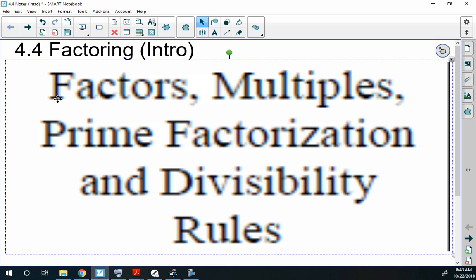So anyway, today in this introduction to chapter 4, section 4, we'll be talking about what factors are. We'll also be talking about what multiples are. We'll also be talking about prime factorization. And last, but surely not least, and we might not even do these in that order, we'll be talking about rules of divisibility. Okay. So the first thing I'd like to start with then is the definition of what factors are.